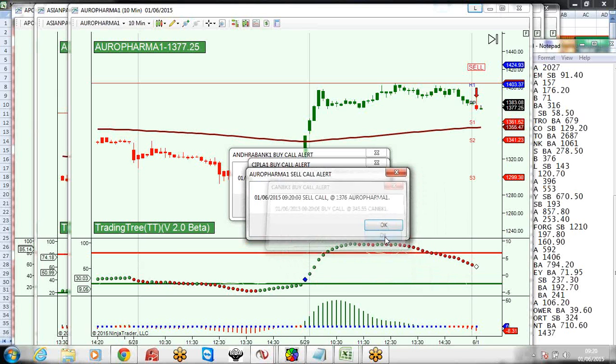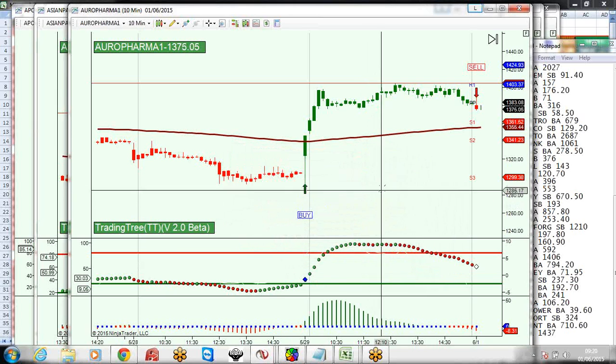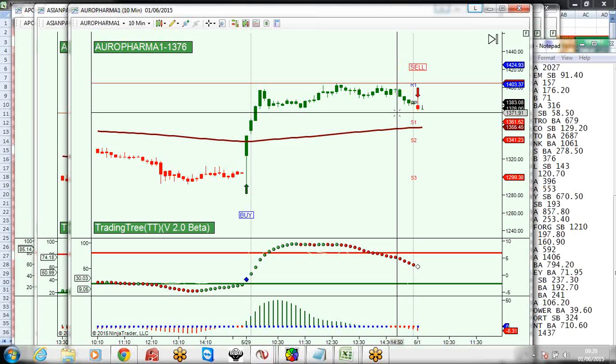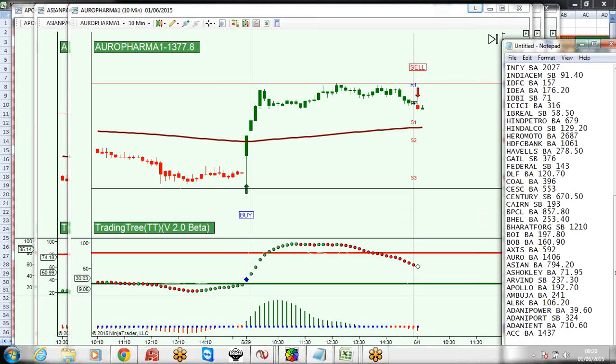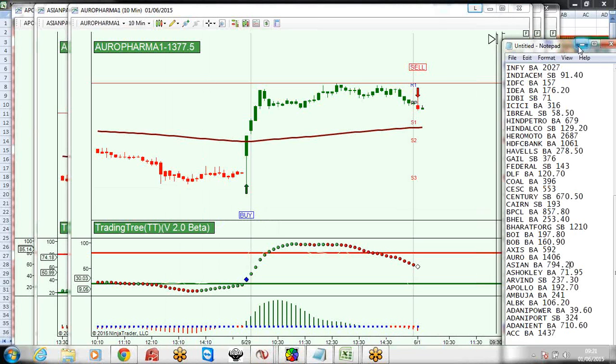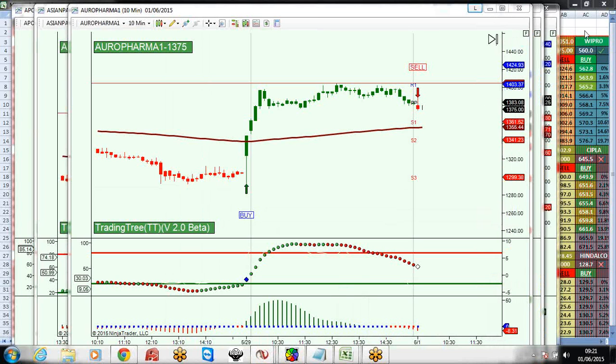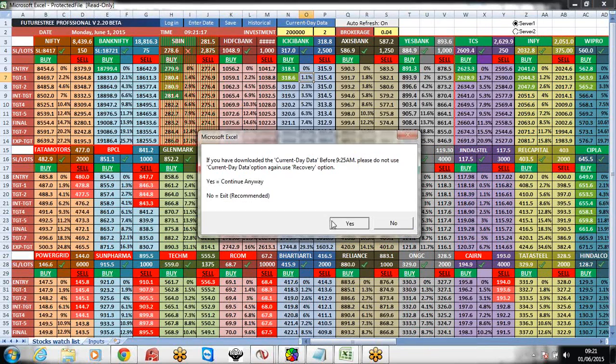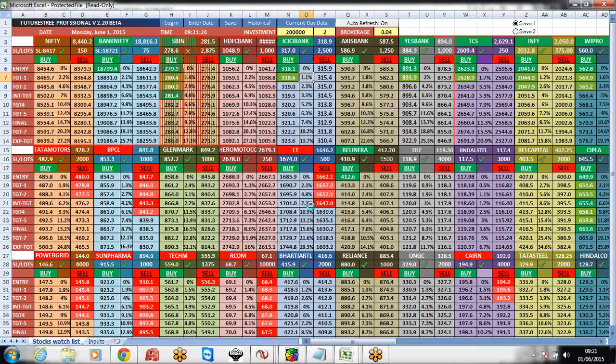So now since I have opened many charts, I'll be getting the calls for the charts that are open. Now I was talking about Arbindo Pharma. So we have the sell call. Now the right price to short this call, 1372. And let me just get the alerts box. So ICICI, we have a buy here. So it's 9:20. I'll have to take the current day data again. So now you can see that the chart will completely refresh.